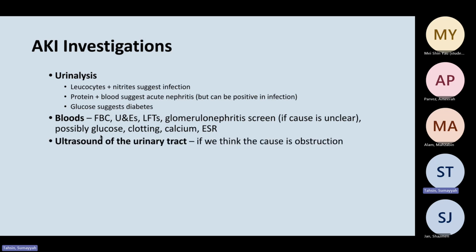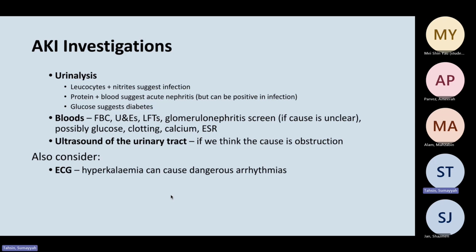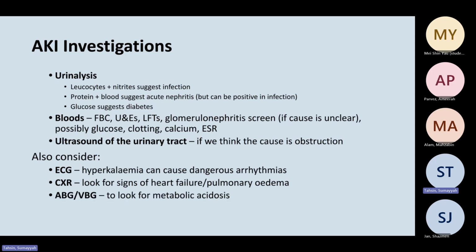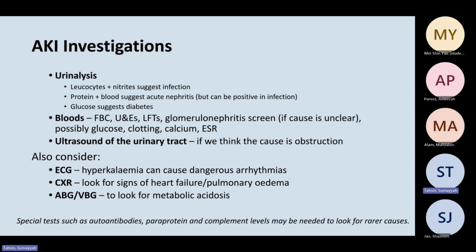In terms of imaging, if by this point we haven't found anything wrong with the pre-renal side or the renal side, we might do an ultrasound to see if there's a cause of obstruction. We might also want to consider an ECG, as we said. We might do an X-ray to look for signs of heart failure or pulmonary edema. And then we can also do an ABG or a VBG to look for metabolic acidosis, which would be a complication of reduced renal function.